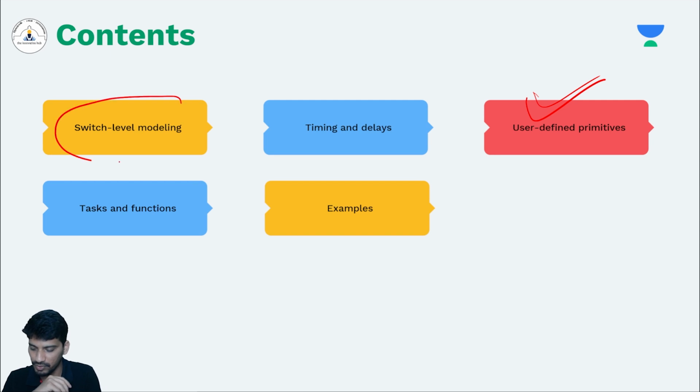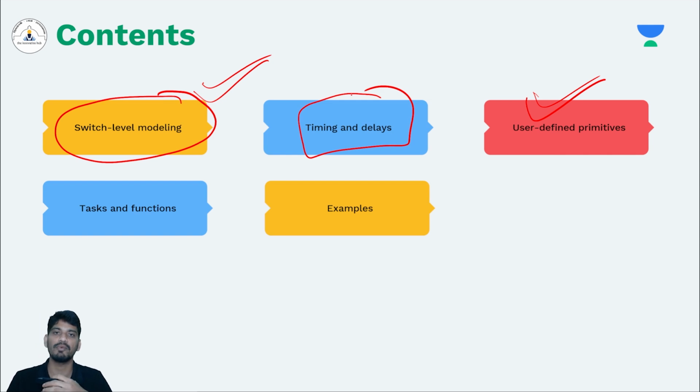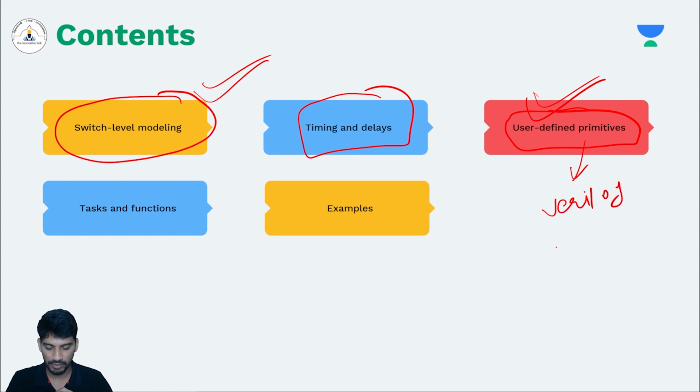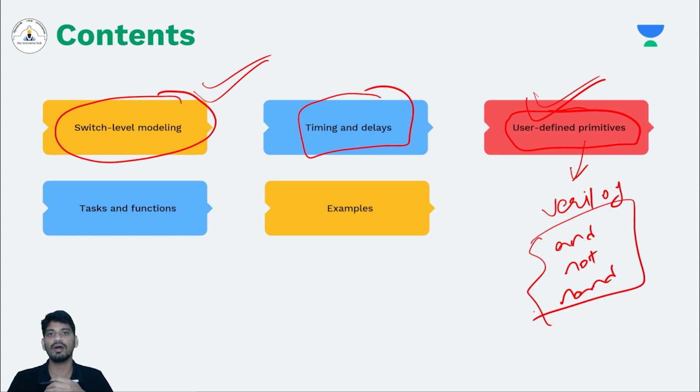First, we'll start with switch level modeling. We'll discuss switch level modeling briefly. Then we'll move to timing and delays that are available in Verilog. Then we'll see what is this user defined primitives. We have already seen Verilog primitives, right? Verilog has some primitives such as AND gate, NOT gate, NAND gate. All these gates are already inbuilt in Verilog, so they are called Verilog primitives.